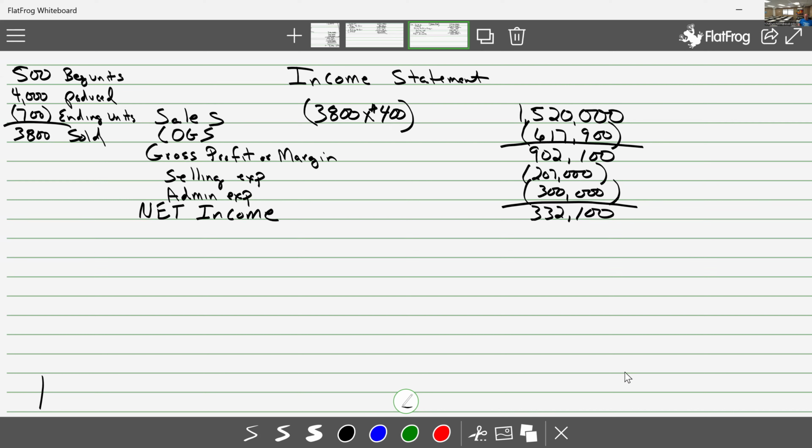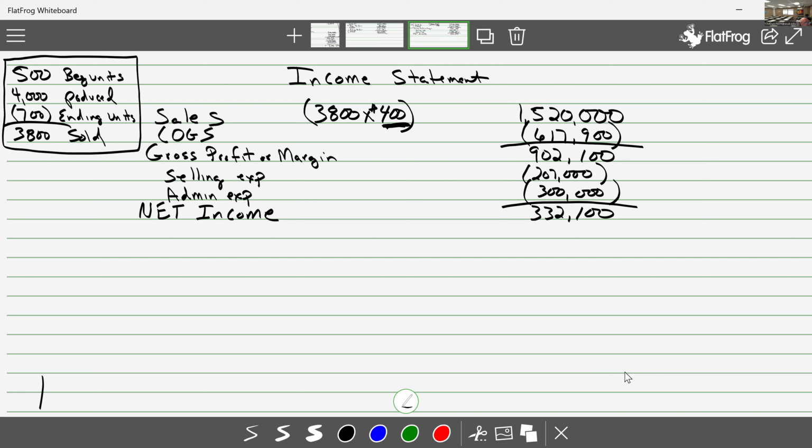Our top line is always sales or sales revenue. In order to get our sales, it's the units we sold multiplied by the selling price. Our selling price was given to us at $400. How do we find our units sold? Well, we need to look at the other information they give us. And that's what I did over here. I did that calculation.